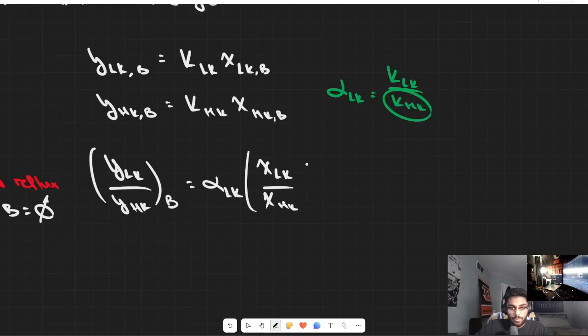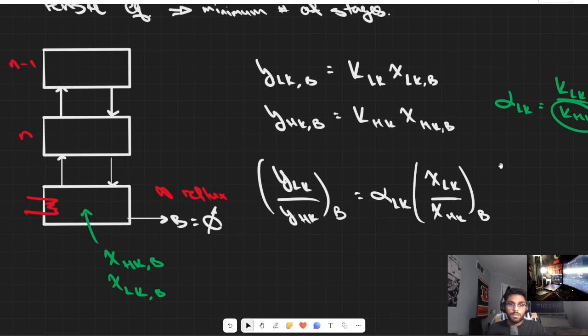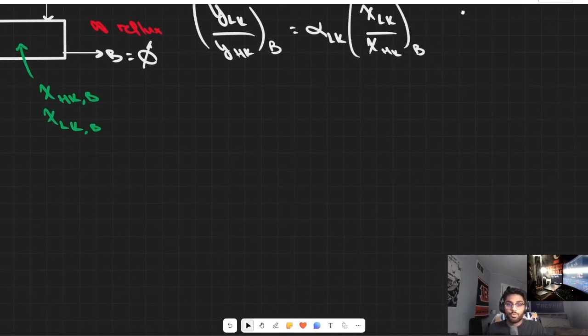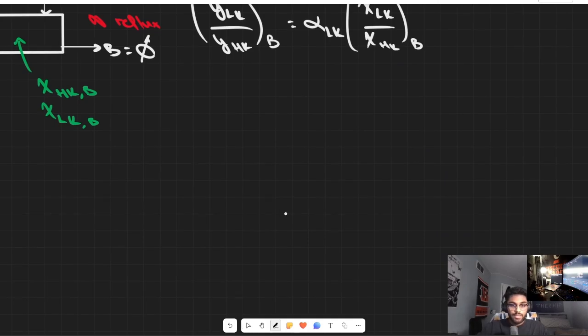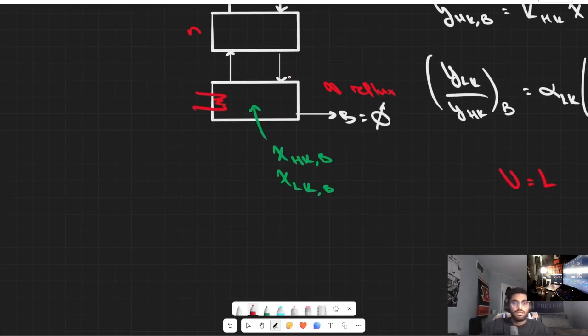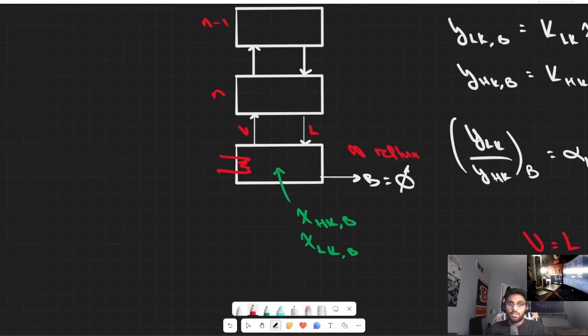So here is the next step. The next set of relationships we're going to derive comes from this idea that because we have an infinite reflux, our vapor flow rate is going to be equal to our liquid flow rate. And that is referring to these two streams here, and that'll also refer to this stream and this stream.